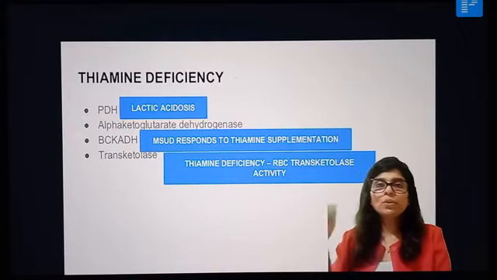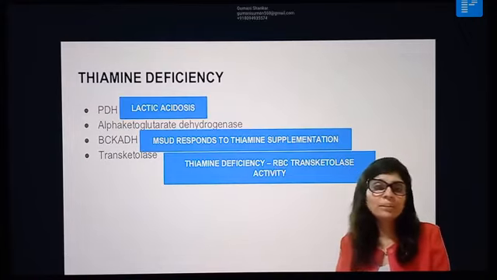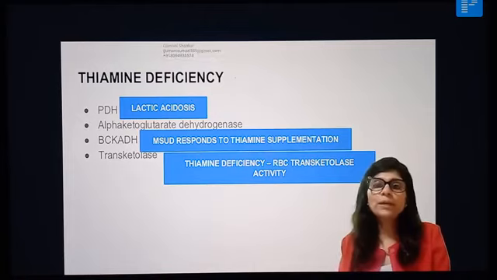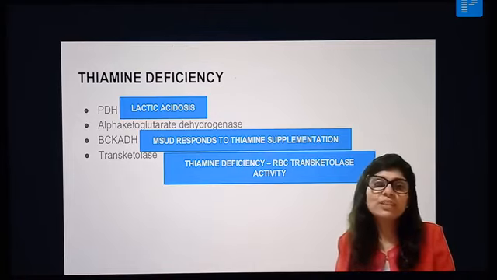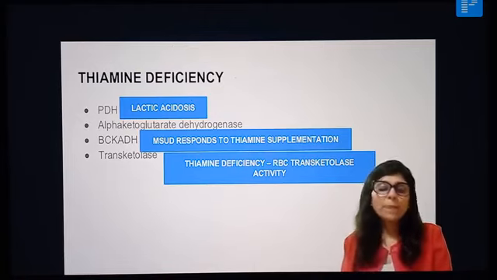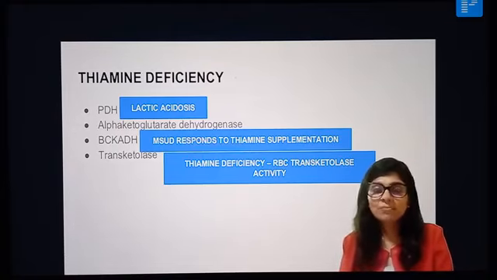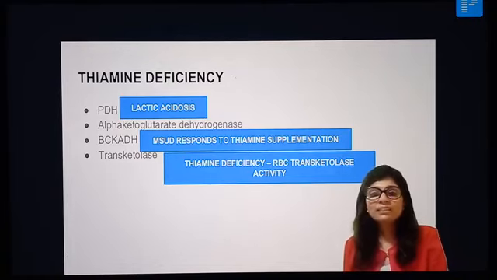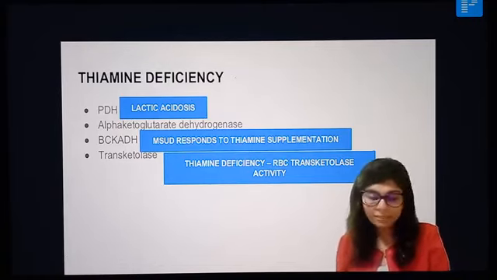Yeah. So tell me, what are the clinical features that you have learned here? Whenever there is thiamine deficiency, neurons get affected. That is why you see dry beriberi. Whenever there is thiamine deficiency, pyruvate becomes lactate. That is why you see lactic acidosis. Maple syrup urine disease responds to thiamine administration. Whenever you suspect thiamine deficiency, you should ask for RBC transketolase activity.